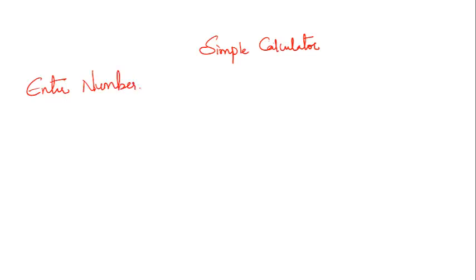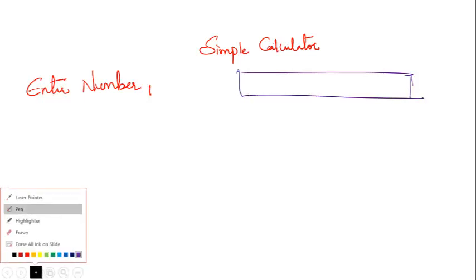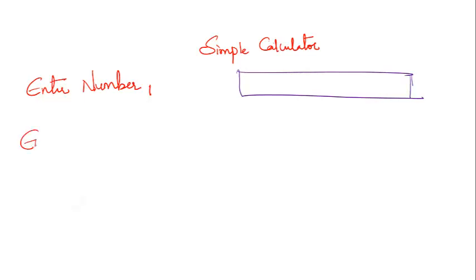We should have a heading, a simple calculator heading. Then we should have some text stating "Enter number 1", and then one edit box. Next, again we should have the second number, "Enter number 2".